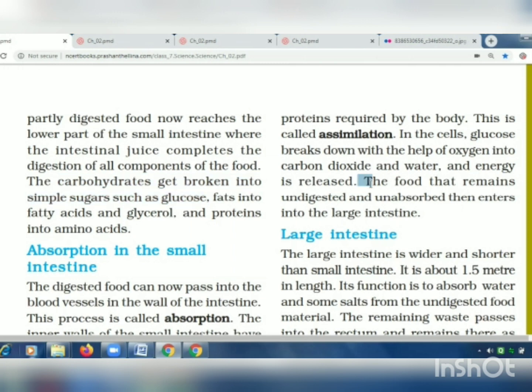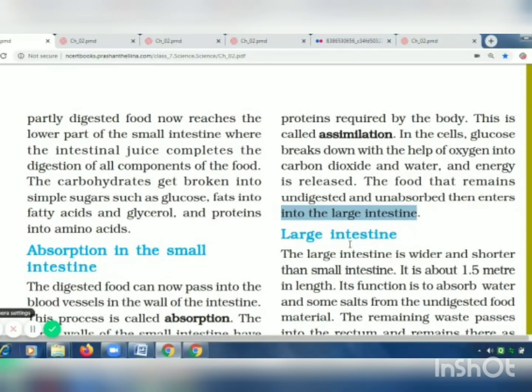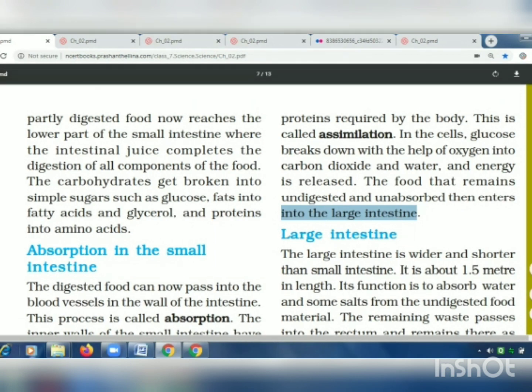The food that remains undigested and unabsorbed, the food that cannot be digested by the small intestine, what happens? It then enters into the large intestine. Yes, the undigested and unabsorbed food enters into the large intestine. So the food that was remaining is being sent to the large intestine. Now what does the large intestine do?